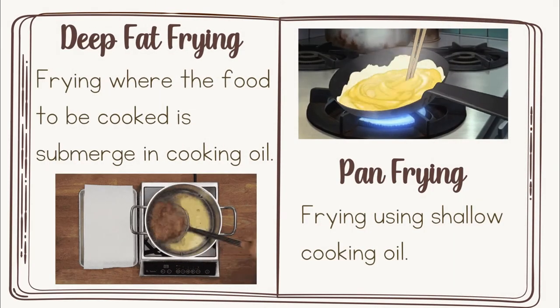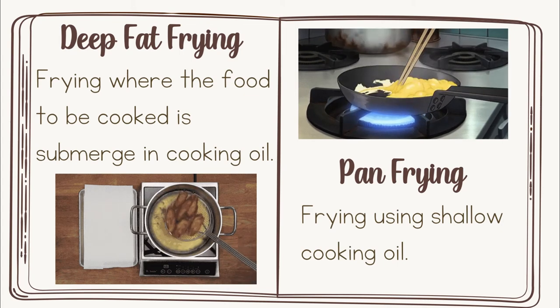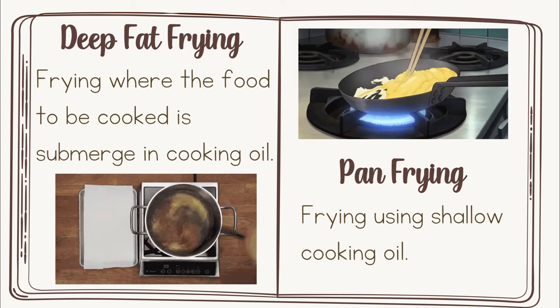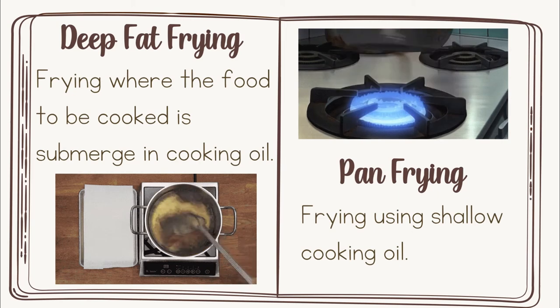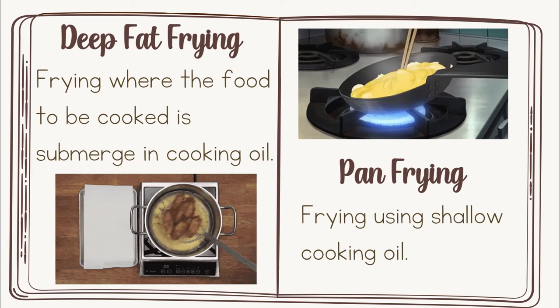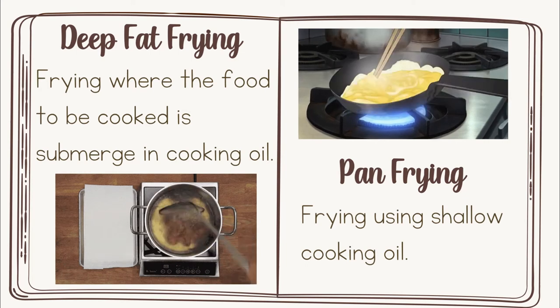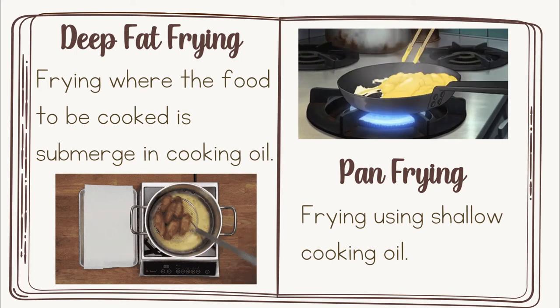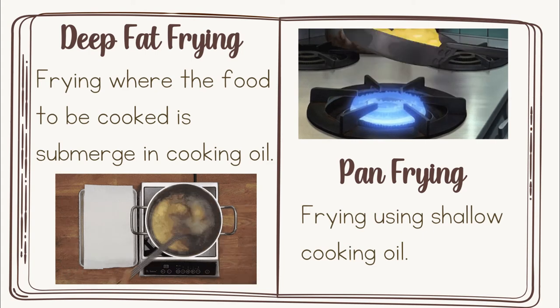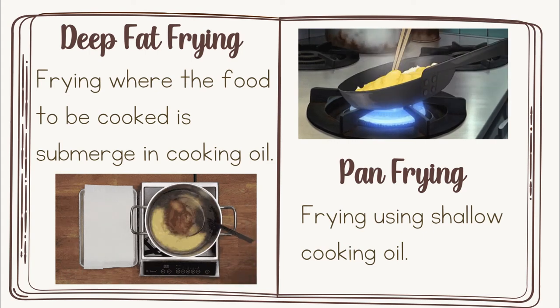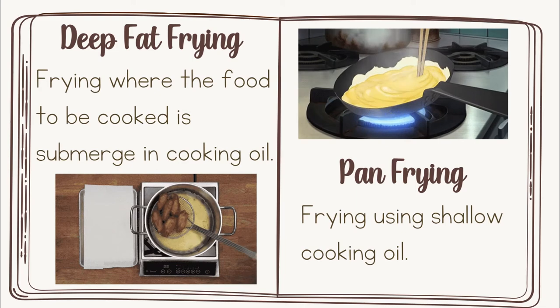Frying is under the dry heat cooking. There are different types of frying. We have the deep pot frying, where the food to be cooked is submerged in cooking oil. The way we cook our fried chicken or breaded chicken. Next, we have the pan frying, or frying using shallow cooking oil.